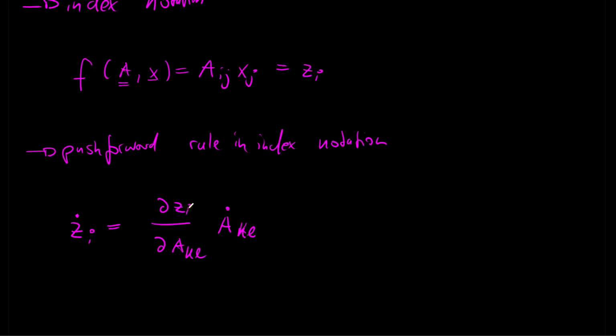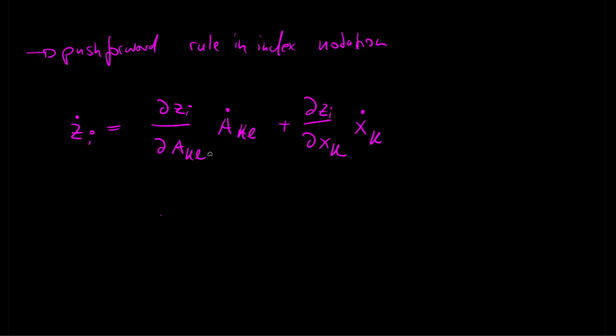So we take the derivative of the output with respect to one of the inputs and then contract with the tangent on that input, and therefore we need identical indices. And then for the second term in the summation, we will have dz i with respect to x k, and then we will contract with the tangent on x k. So in order to evaluate that, let's first take these derivatives separately. So let's first do that derivative.